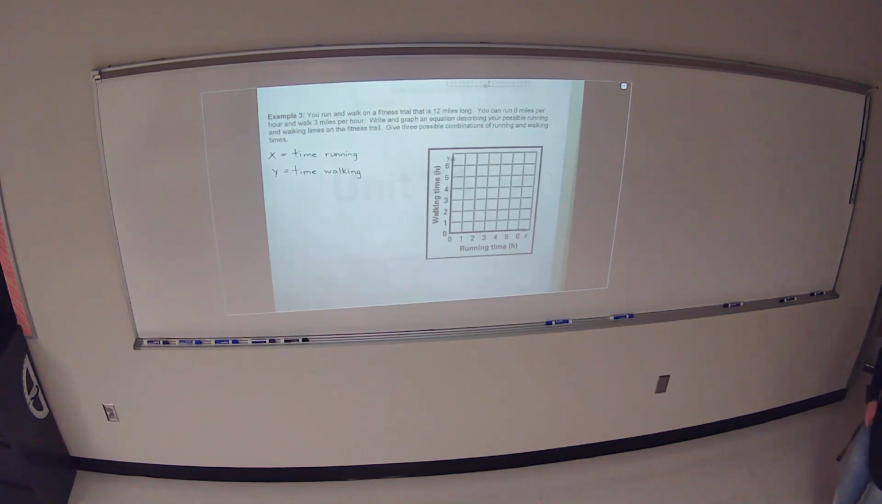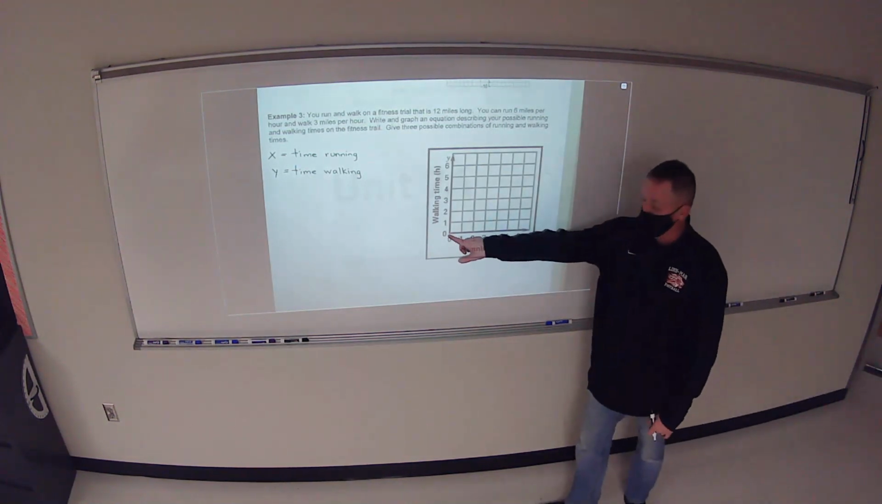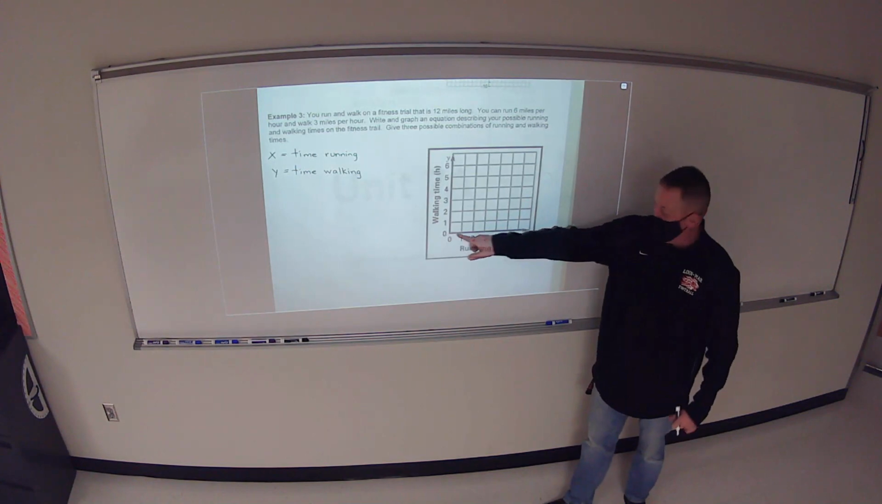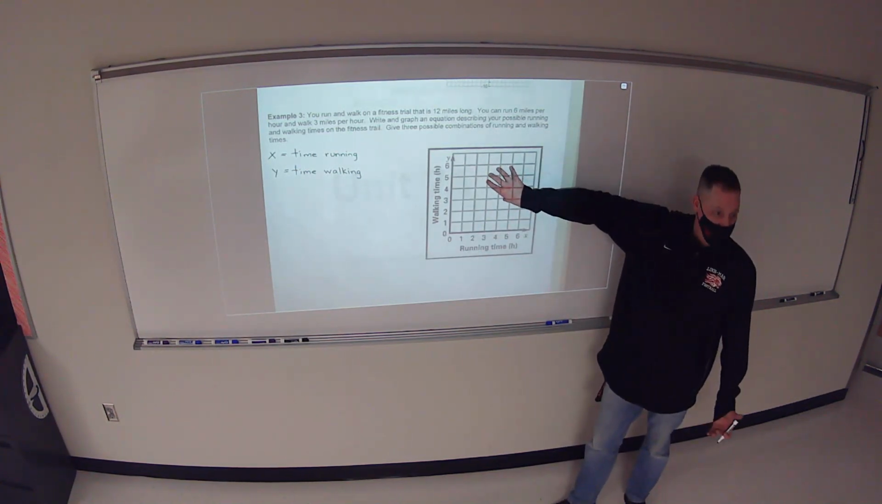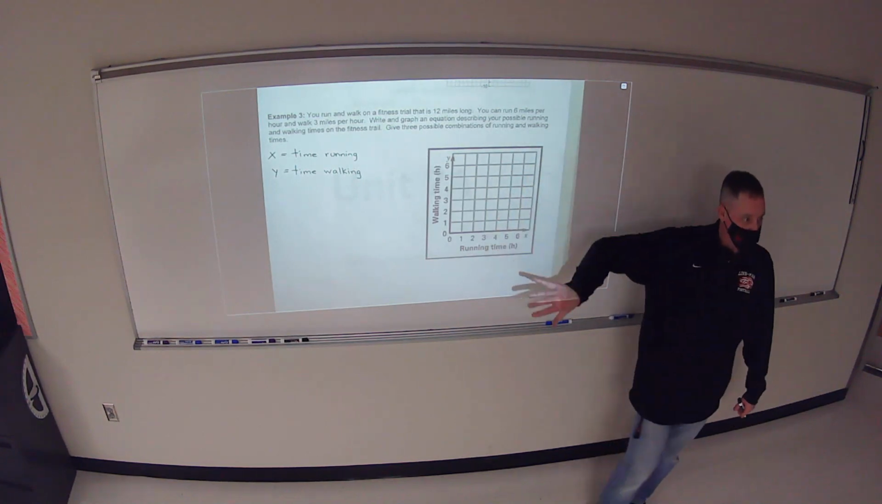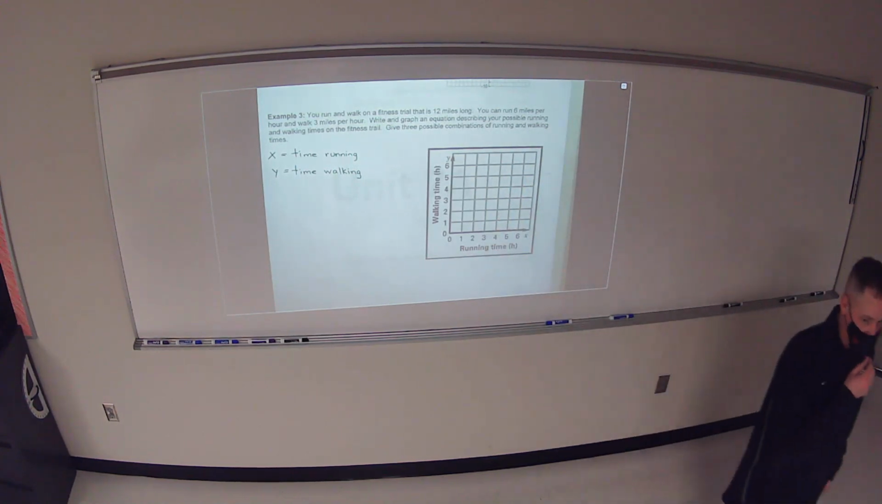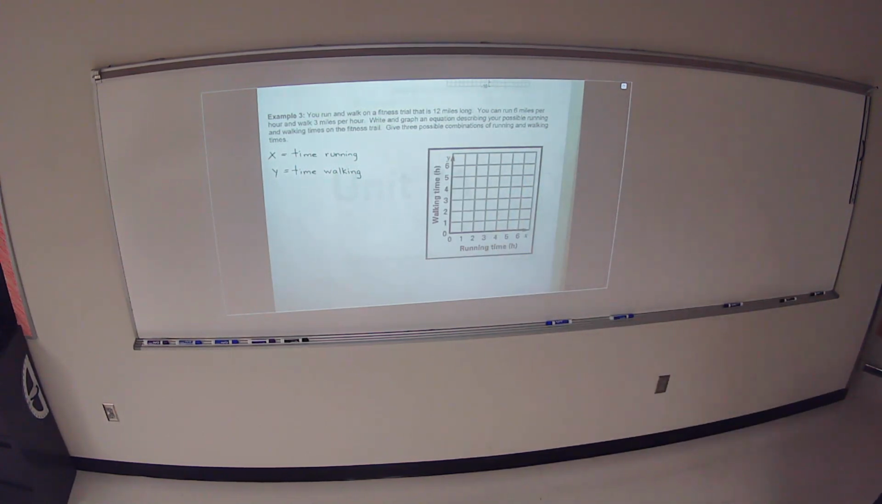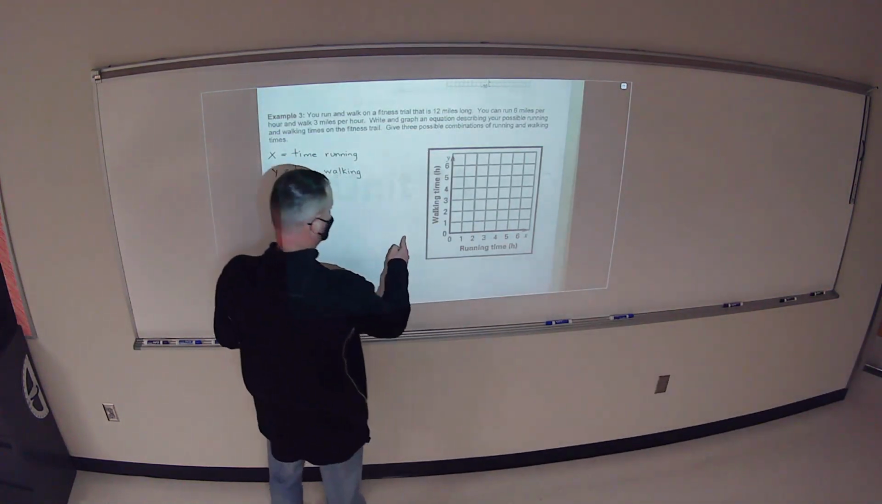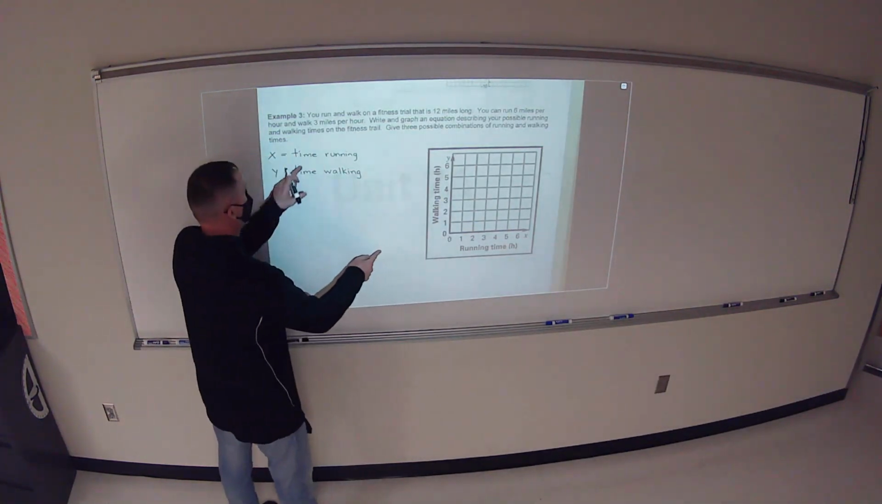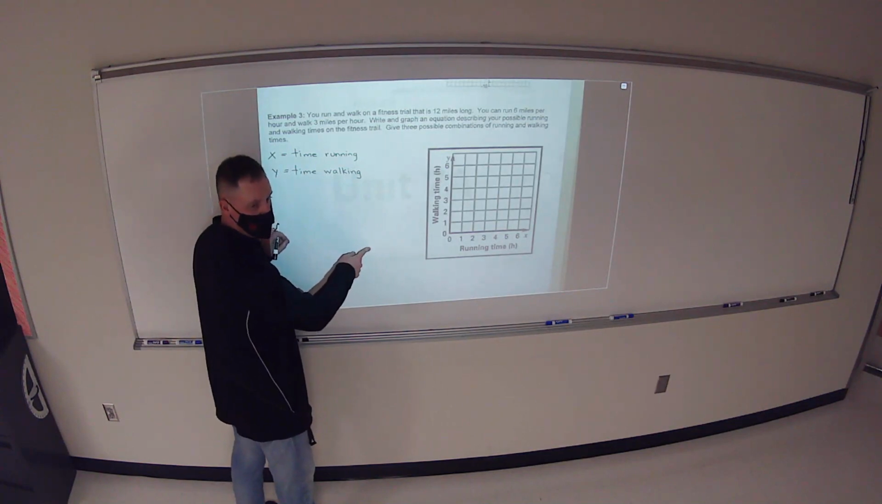If you'll notice, the point (0, 0) is here, and then all we have here is what we would call quadrant number 1. Why isn't there a quadrant 2, quadrant 3, quadrant 4 in this picture? Because you can't walk negative. Exactly. You can't walk negative and you can't run negative times. So if I were to start having a graph over here, that would represent my time running being negative. That doesn't make any sense.